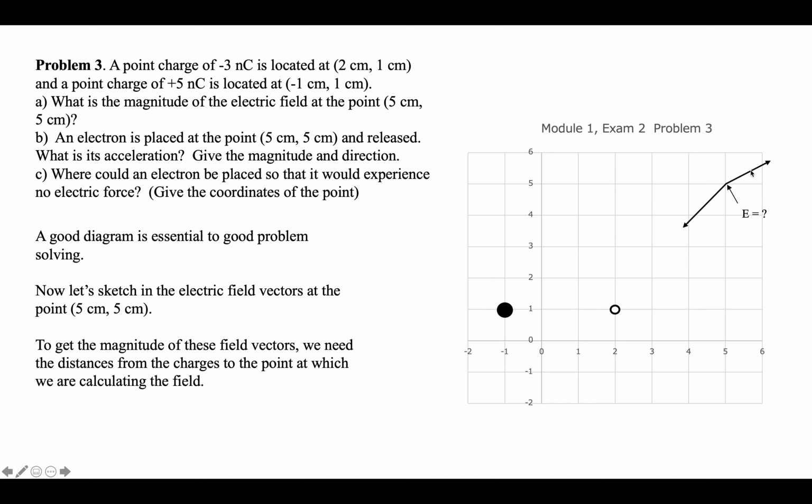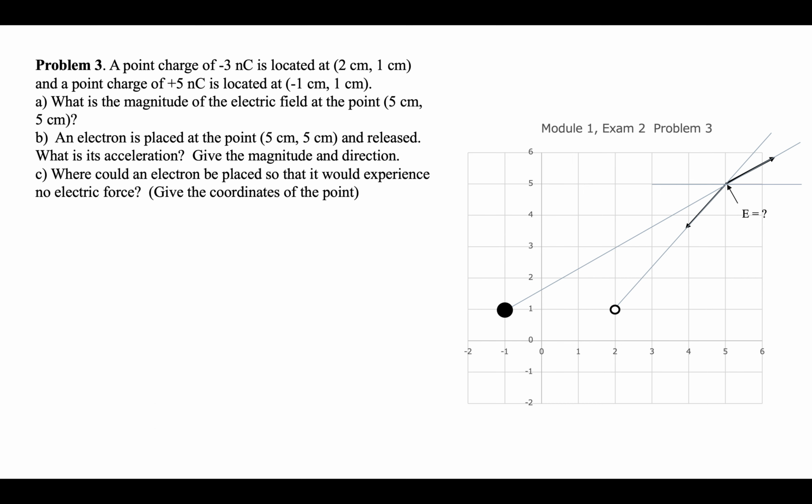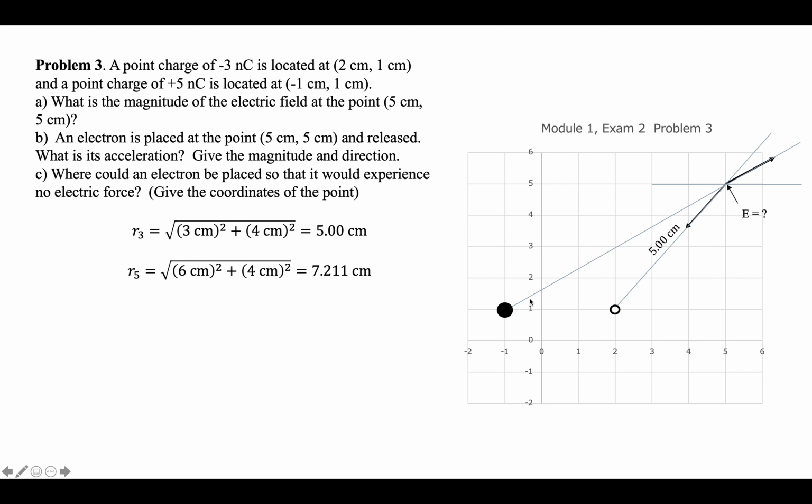To get the magnitude of these vectors, we need the distances. How far is this charge away from that point? How far is this charge away from that point? We can use the Pythagorean theorem to get those numbers. For the 3 nanocoulomb charge, it is 3 centimeters in the x direction and 4 centimeters in the y direction, so the distance is 5 centimeters. We can put that on the diagram. The 5 nanocoulomb charge is 6 centimeters away in the x direction and 4 centimeters away in the y direction. Again, the Pythagorean theorem gives us the hypotenuse, which is 7.211 centimeters.